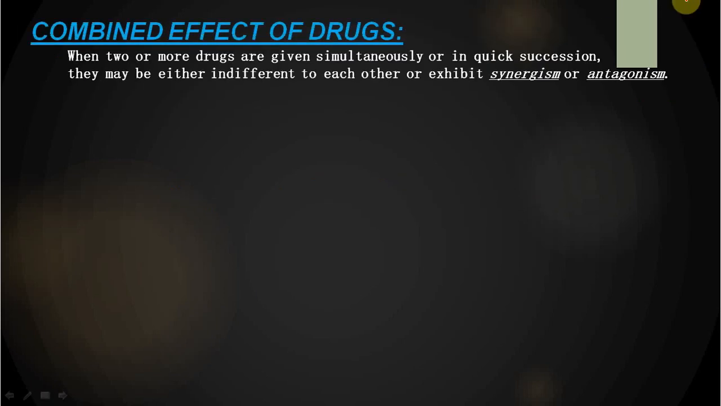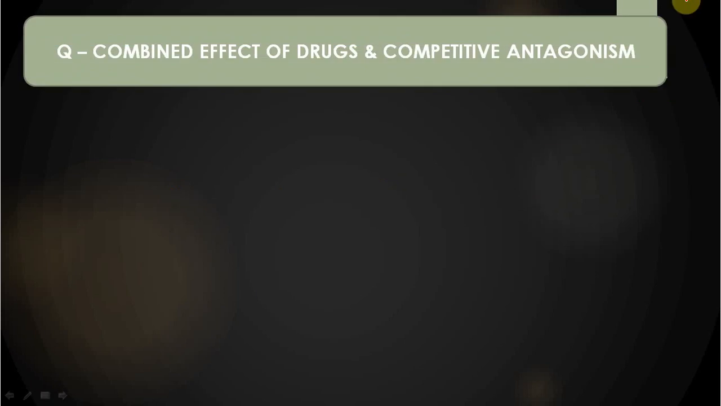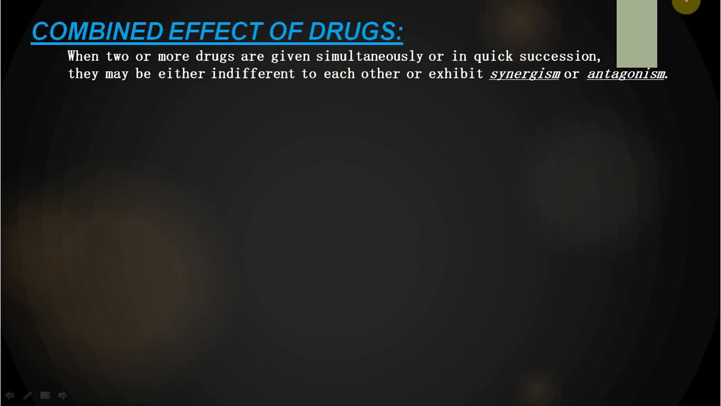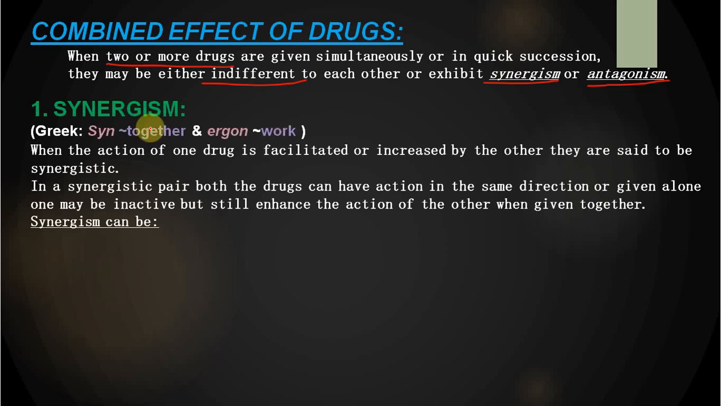Combined drug effect. A question comes as: write or enumerate various combined drug effects and explain competitive antagonism. जब दो और दो से ज़्यादा drugs इकट्ठी दी जाती हैं तो क्या हो सकता है कि वो या तो एक दूसरे के साथ बिल्कुल interact ना करें जहाँ वो exhibit करते हैं synergism और antagonism.